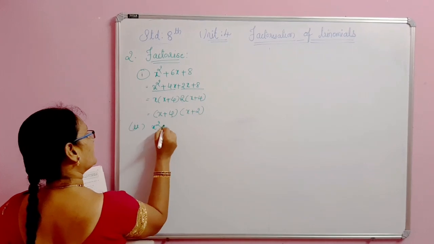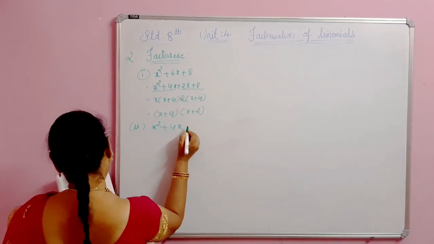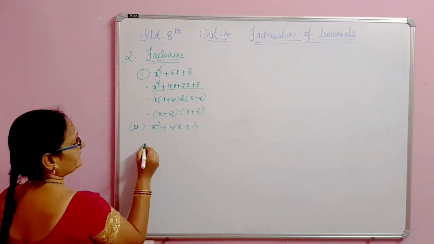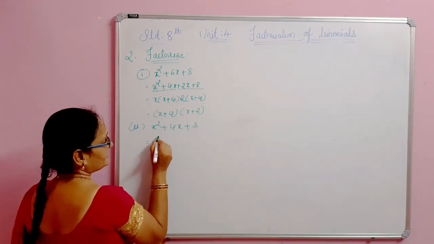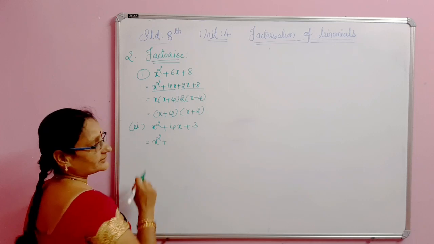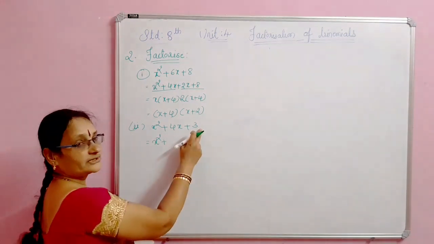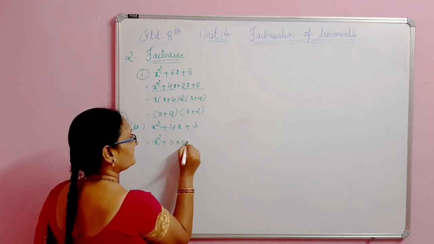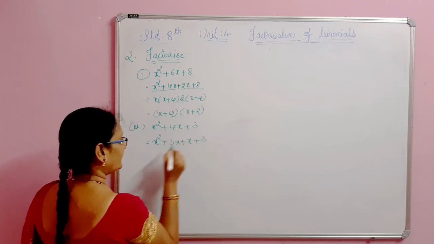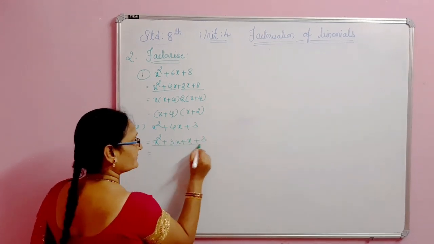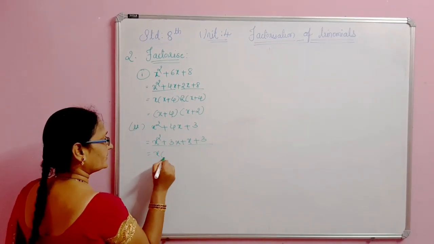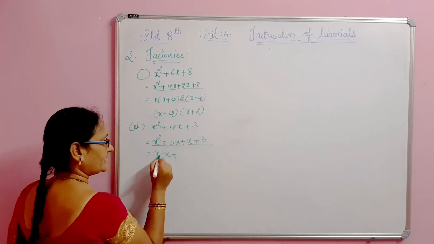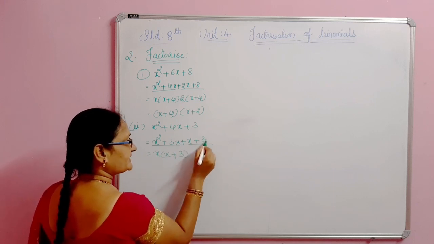x square plus 4x plus 3. See here, how to split it? x square, 3 ones are 3, 3 plus 1 is 4. So, 3x plus x plus 3. See, in this x is common. If you are taking one x here, one x remains. x is already taken here, plus 3. Here x plus 3 is there.